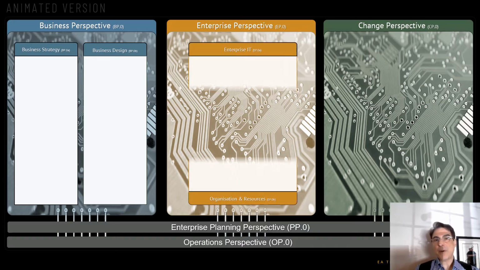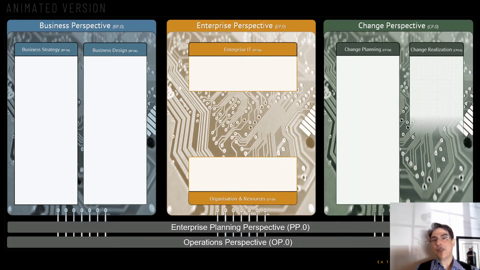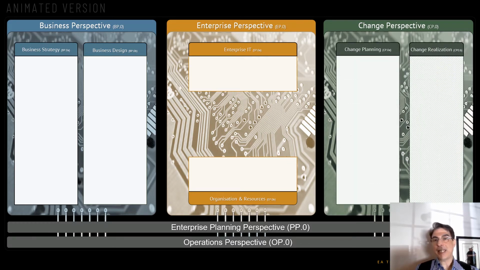Then we go to the enterprise perspective and look at the IT and technology as well as the organization and resourcing that we have or need to put in place to optimally satisfy what the business wanted to achieve. And then we talked about the change perspective, breaking it into two sub-perspectives of change planning and change realization.